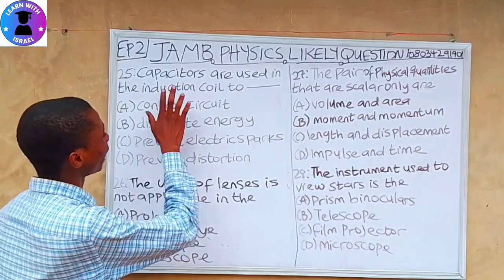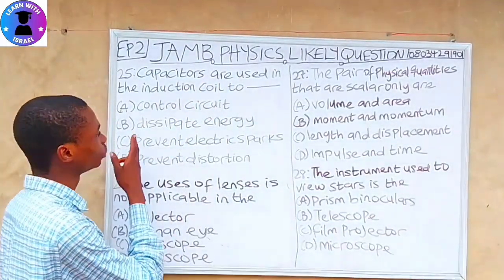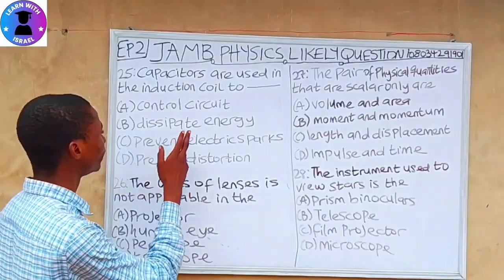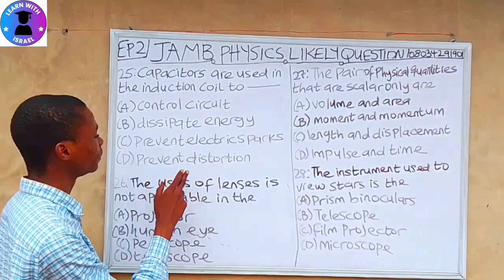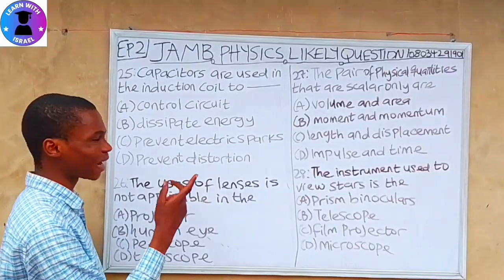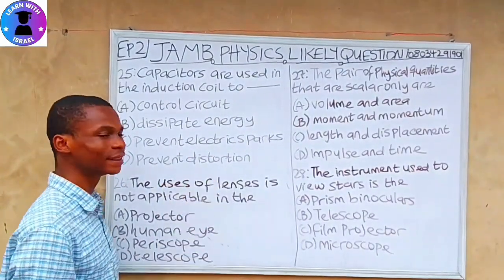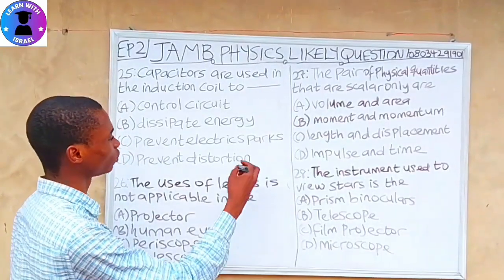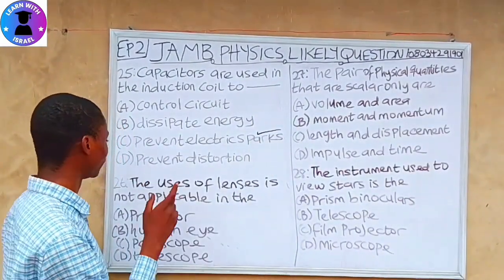Question 25. Capacitors are used in the induction coil to dash: A. Control circuit, B. Dissipate energy, C. Prevent electric spark, D. Prevent distortion. So capacitors are used in the transformer in order to prevent electric sparks. So option C is the correct answer.